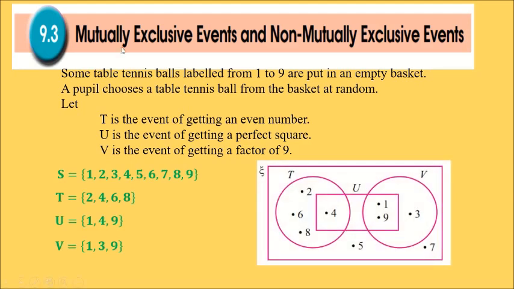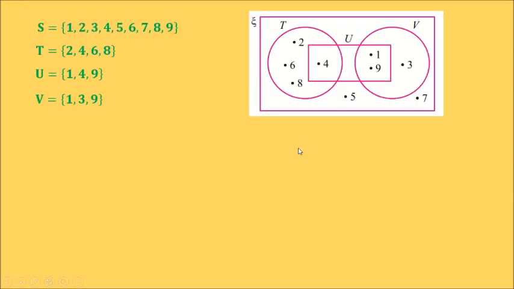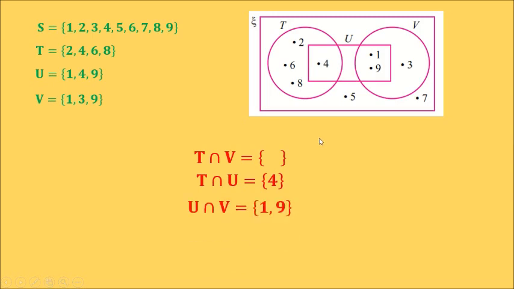Then we represent them in the Venn diagram. From the Venn diagram, we can see that for T and V, there is no common possible outcome. So T intersection V is an empty set. For T and U, there is one common possible outcome. For U and V, there are two common possible outcomes, 1 and 9.